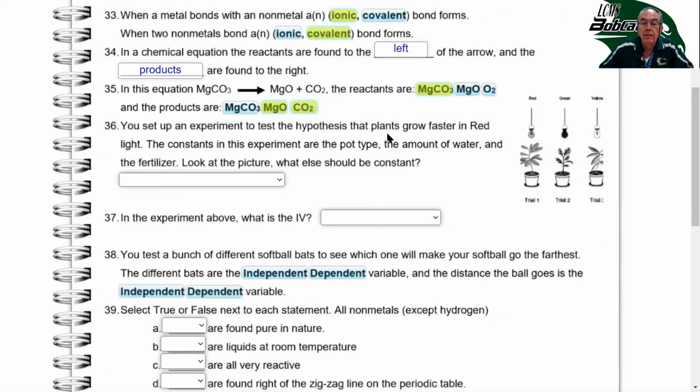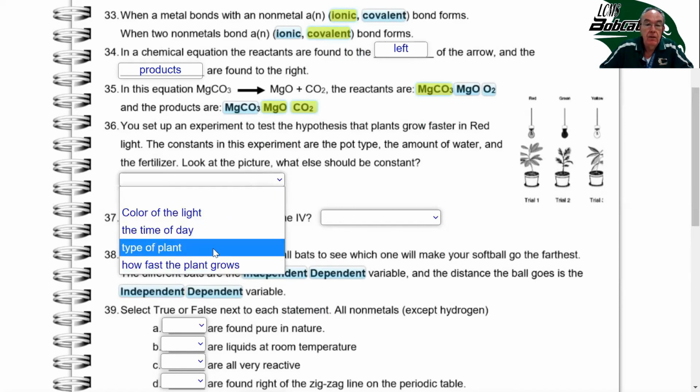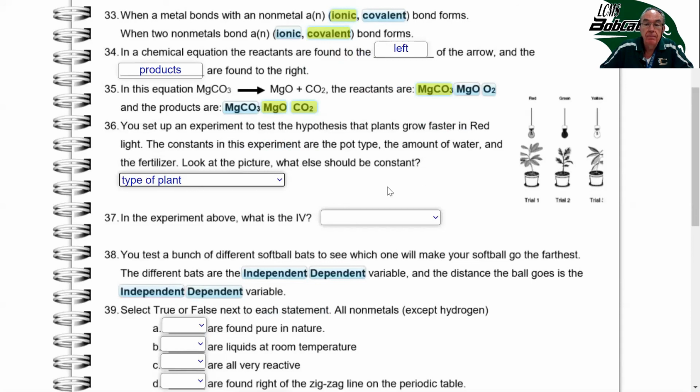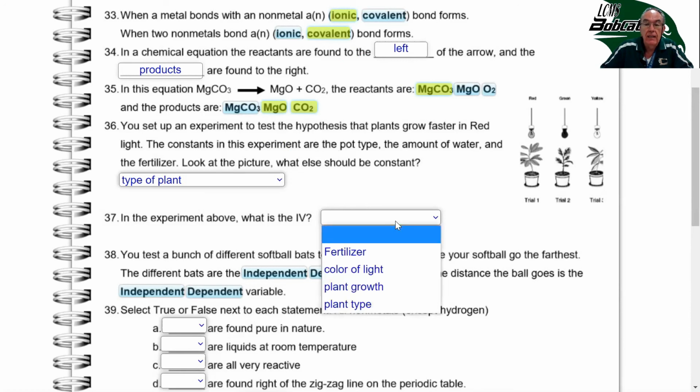You set up an experiment to test the hypothesis that plants will grow faster in red light. So it shows over here we got one in red, green, and yellow. The constants in this experiment are the type of plant, the amount of water, and the fertilizer. Look at the picture. What else should be constant? Well, if you look at this picture, the type of plant is different. So the type of plant should be the same. In the experiment, what is it that you're changing and testing? You're changing the color of light.